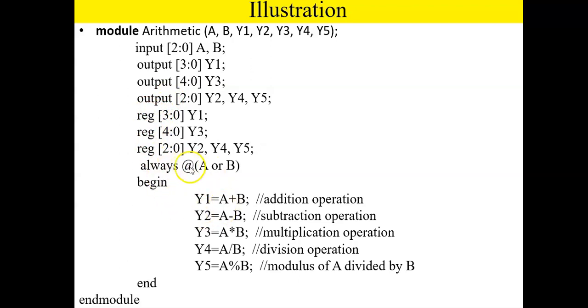Now let us use always @(A or B), that is, whenever either A or B changes, perform these things. That is A plus B, this is an operator, the addition operator. So the addition operation is performed and assigned to Y1.